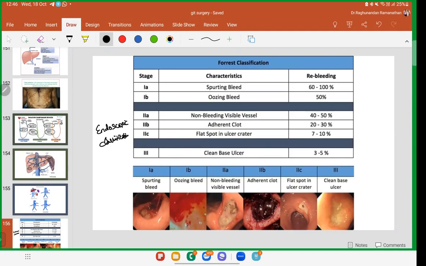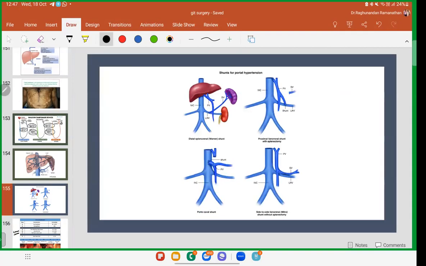After that, 2A is non-bleeding with just visible vessels. 2B has an adherent clot, and 2C has a flat spot in the ulcer crater. 2A, 2B and 2C have moderate risk, whereas a clean base ulcer is stage 3, which has a very, very low chance of rebleeding. I've given images below.